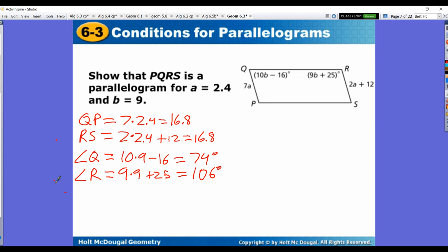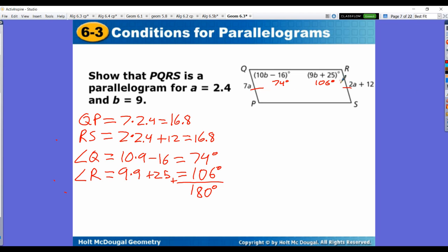And look at what's going on. QP and RS are congruent, so I can mark those as congruent. Looking at these angles, these are obviously not congruent, but they actually add up to 180 degrees. So these end up being supplementary. This one's 74 degrees, 106 degrees. Now let's see if one of the theorems applies to this.